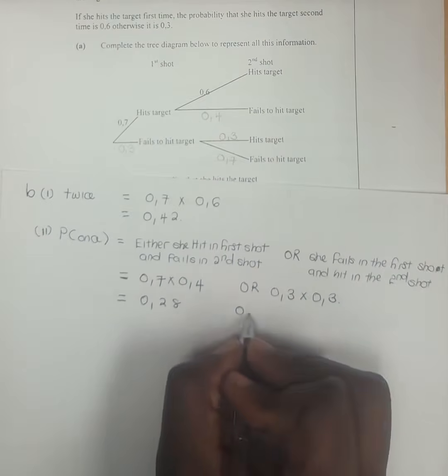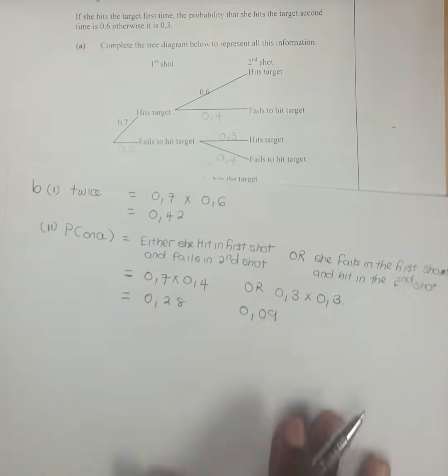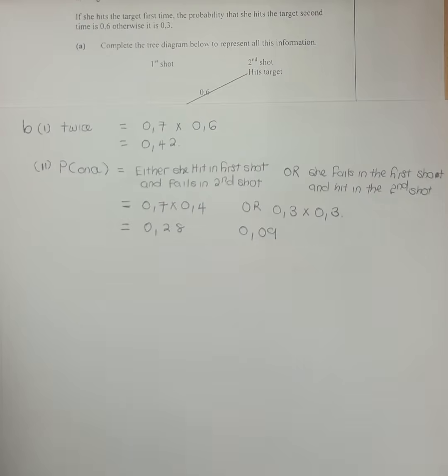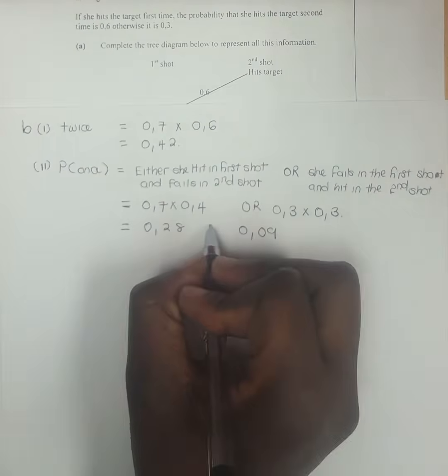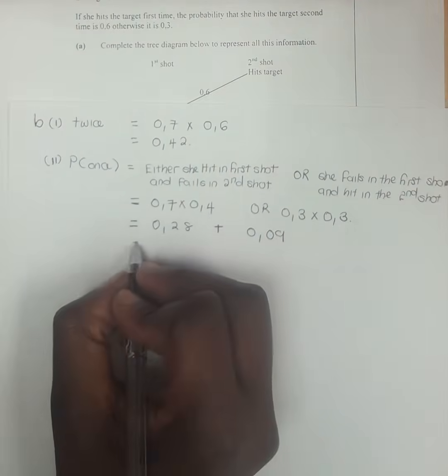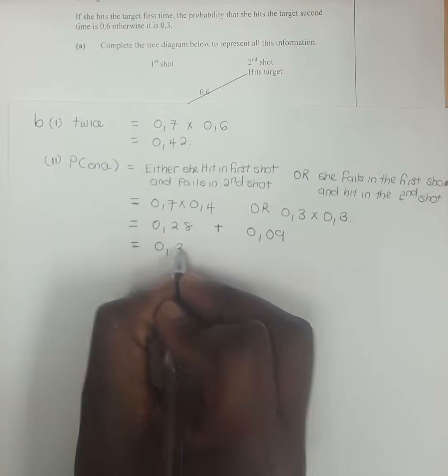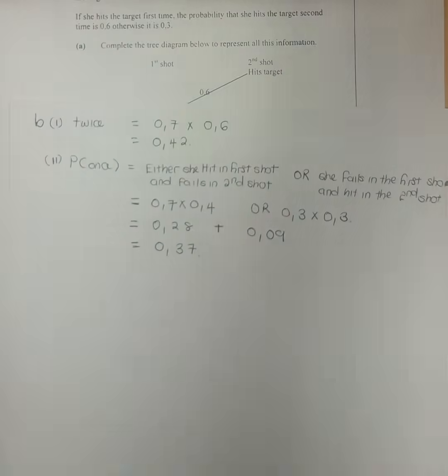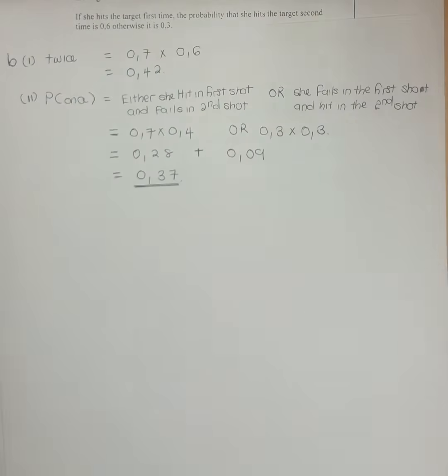So here we are having 0.09, and if the probability is either or, we add our probabilities. So we are going to add here, so that we have 0.09 plus 0.28. Our answer is going to be 0.37. I hope you now understand how to use the tree diagram. I'm going to look for another example.